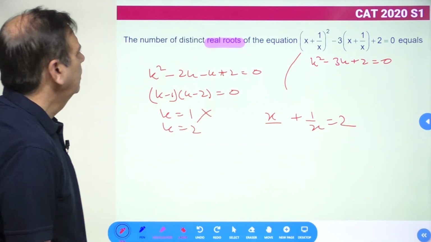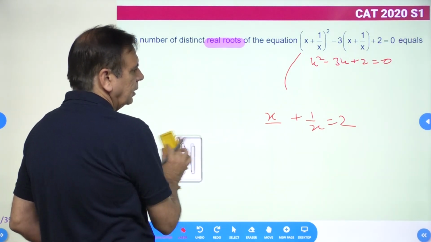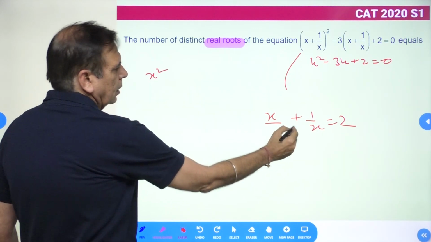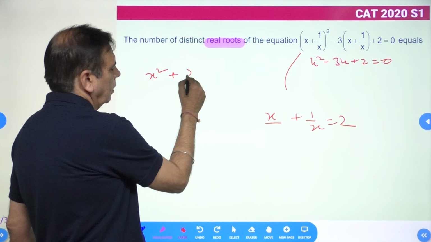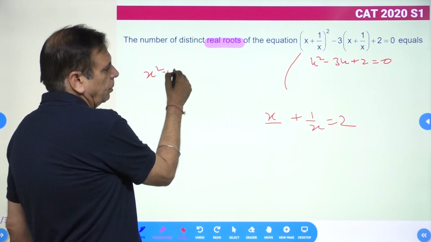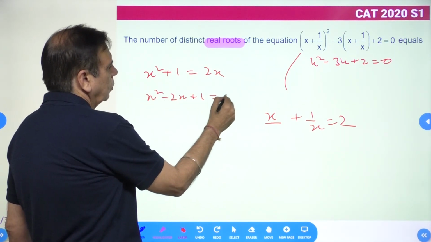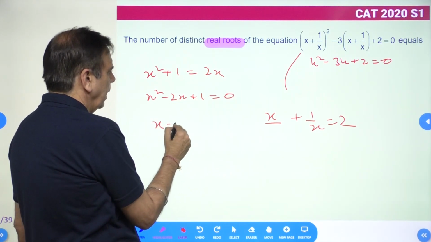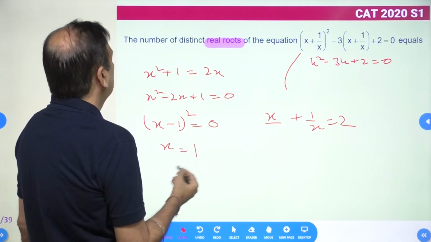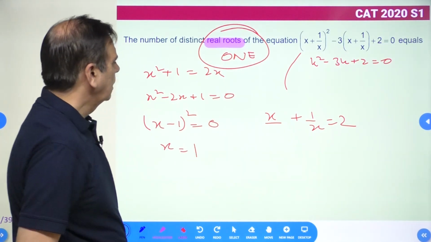Equal to 2. Okay. So how many distinct real roots will you get? Let's see. So x plus 1 by x is equal to 2. That means x square plus 1 is equal to 2x, or x square minus 2x plus 1 equal to 0. So x minus 1 whole square equal to 0. So x is equal to 1. Number of distinct solutions is 1. Number of distinct real roots.